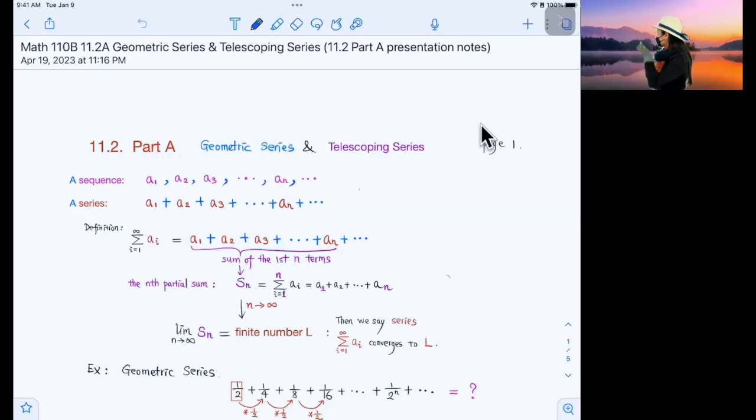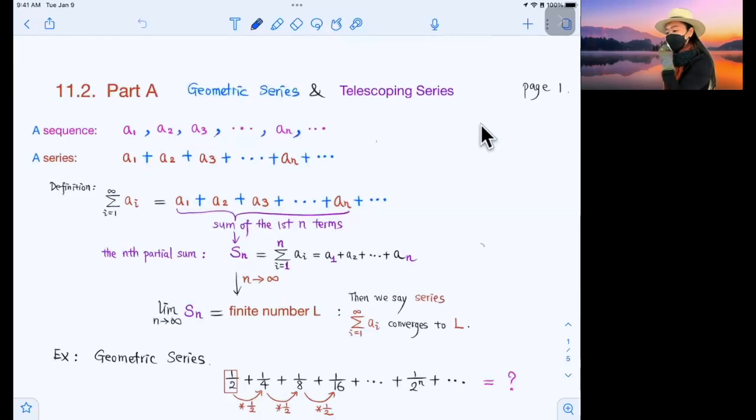11.2, I break it into two parts, part A and part B. In this section, we're going to talk about geometric series and telescoping series. Interesting name, isn't it? So first, let's talk about the definition.